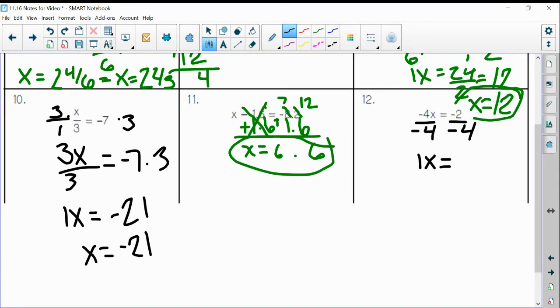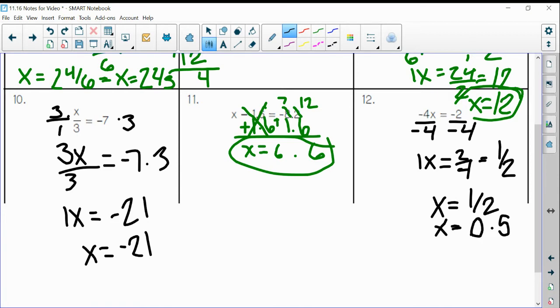And then I have negative 2 divided by negative 4. I know a negative divided by a negative is a positive, so I'm going to be left with a positive 2 over 4, or 2 divided by 4. And 2 over 4 simplifies to 1/2. So I could say x is equal to 1/2, or I can divide 1 by 2 and turn my fraction into a decimal, x is equal to 0.5.